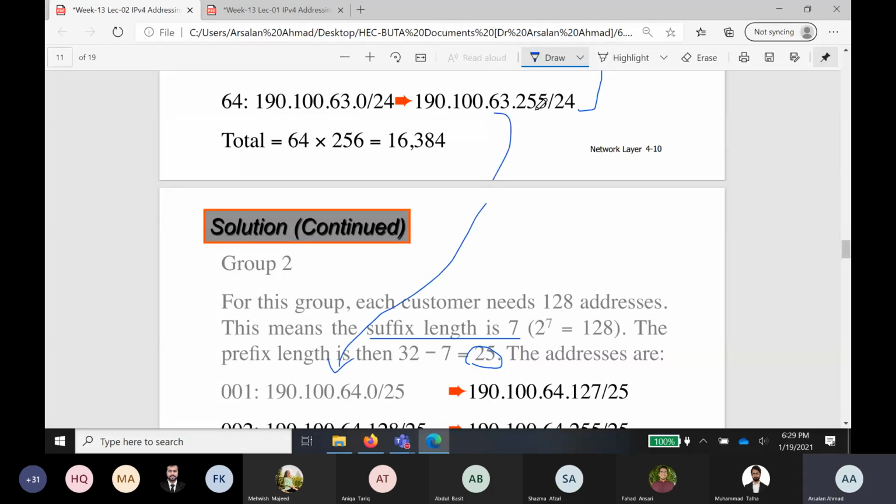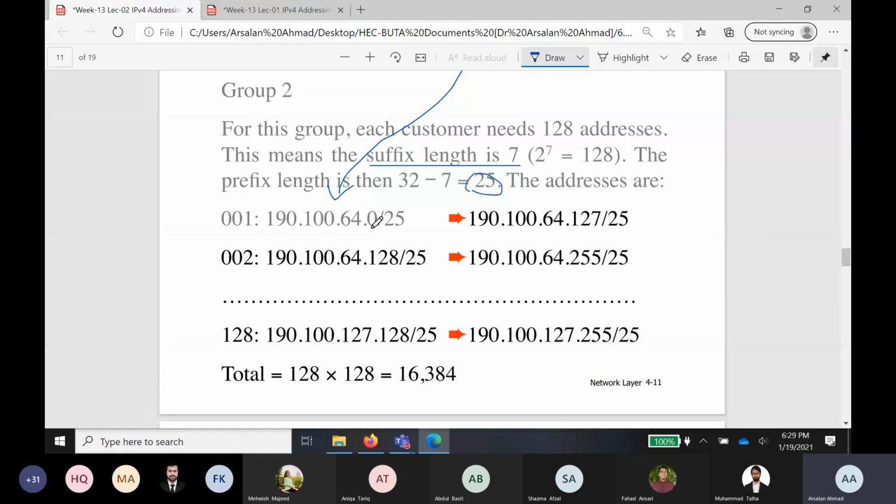Okay. After 63.255, you will have 64.0, the next address, because this is consumed. Now you will have to make a change in the third byte, the third octet. So 64.0, and obviously you start group 2 from this address, and now in group 2 you have 128 addresses for each customer. So in one movement, in one variation of the third byte, you can accommodate two customers actually, one from 0 to 127 and the next one from 128 to 255.